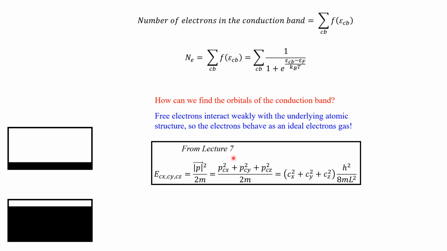And in lecture 7, we found that the orbitals of an ideal gas are labeled by three natural numbers, and their energies are given by this expression. And this is a kinetic energy. It comes from the classical expression for the kinetic energy. So we already know what the orbitals in the conduction band are. They are labeled by three natural numbers, and they represent the kinetic energy of a gas of electrons.